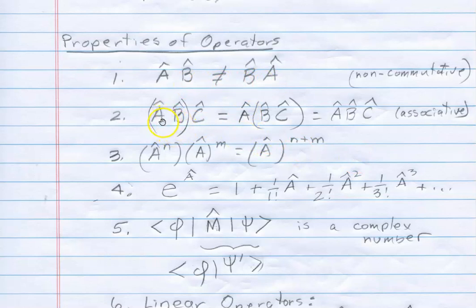And so if I've got A times B times C operators, I can associate these two and multiply them out, operate with those, and then do a C, or I could do the B and C first. So the order in which you apply the operators in a product doesn't matter.